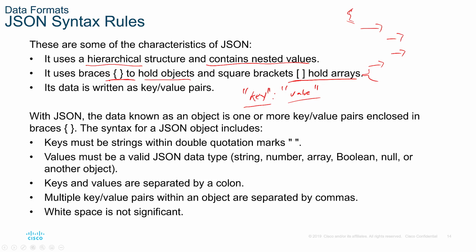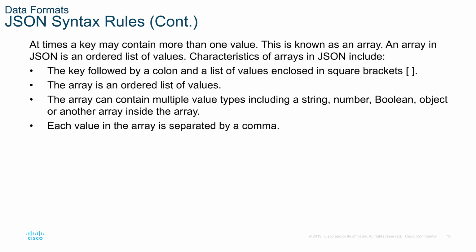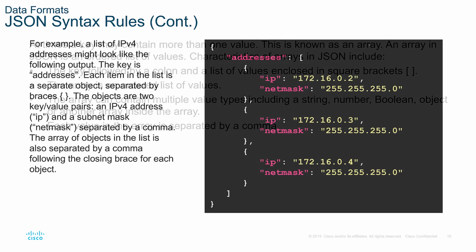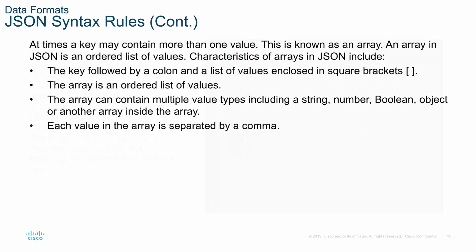That is the way you can identify the key value pair. Alright, some other rules. At times, the key may contain more than one value. This is typically known as the array. The array is going to be a key with more than one value.